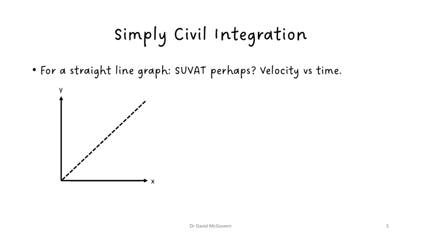Now for a straight line graph, let's say velocity versus time, you might want to find the area underneath it to find displacement, but that would be easy because it's a straight line, it's a linear function, and therefore the shape of the area underneath it is a triangle. And we all know to find the area of a triangle we would do 1/2 times the base times the height.